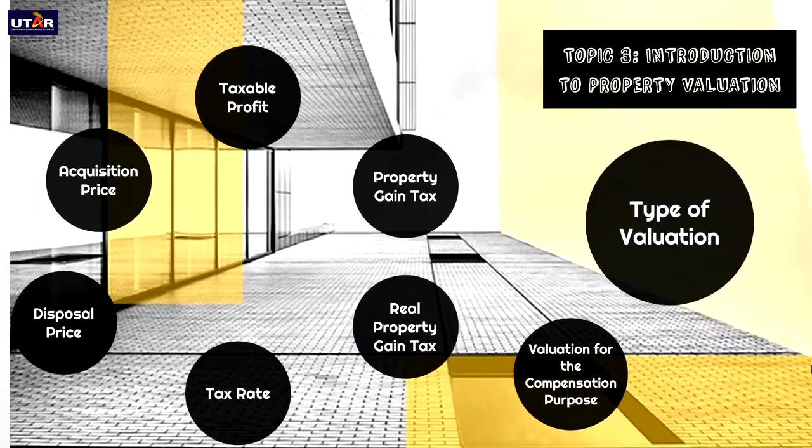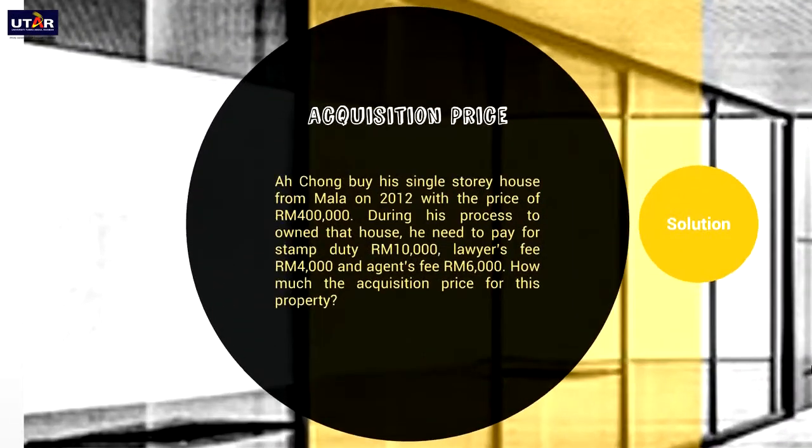Example for the acquisition price. Ah Chong bought his single-story house from Mala in 2012 at the price of 400,000. During the process of owning that house, he needed to pay stamp duty, which is 10,000, lawyer's fee, which is 4,000, and agent's fee, which is 6,000. How much is the acquisition price for this property?